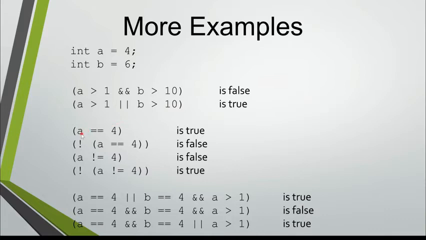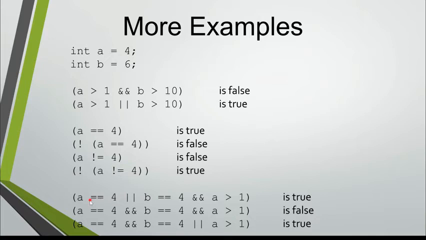Let's look at the next one. A is equal to 4. Well, that's true. Not a equal to 4. Well, that's false because a is equal to 4. If we test a not equal to 4, well, that's false. And we can negate that expression as well. So a is not equal to 4, which is true. You can see how this is confusing.